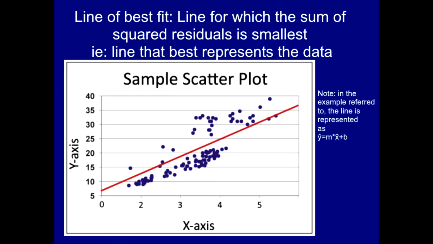Best fit. The line of best fit is the line for which the sum of the squared residuals is smallest. The line must go through the point (x bar, y bar). The value of m is the slope. Larger magnitudes of m indicate steeper slopes, negative slopes show a negative association, and a slope of 0 gives a horizontal line.